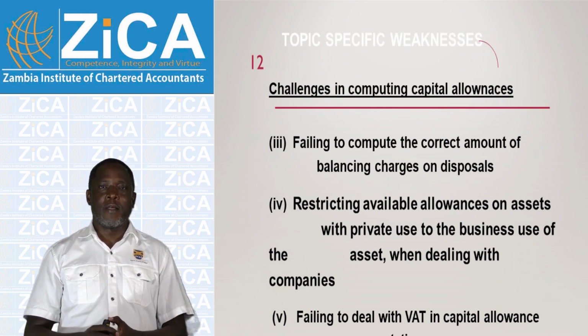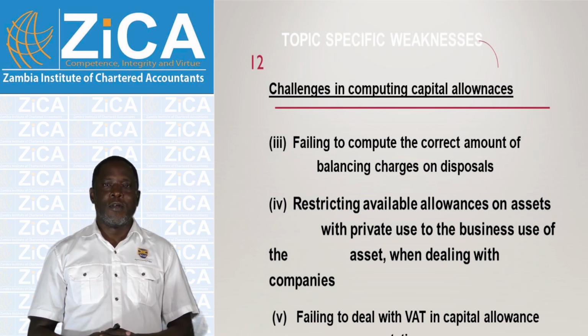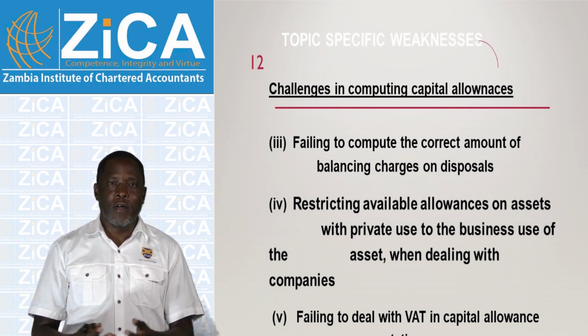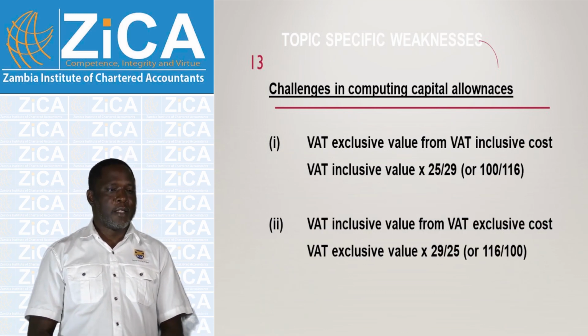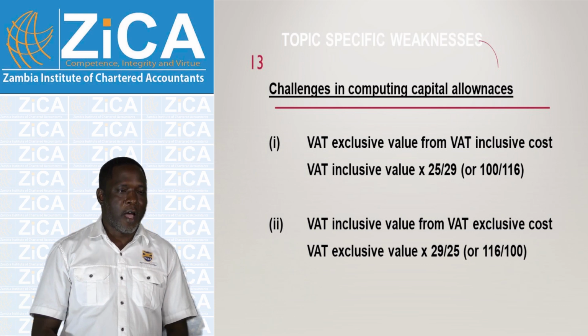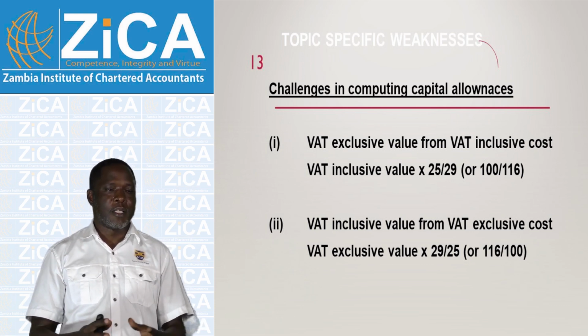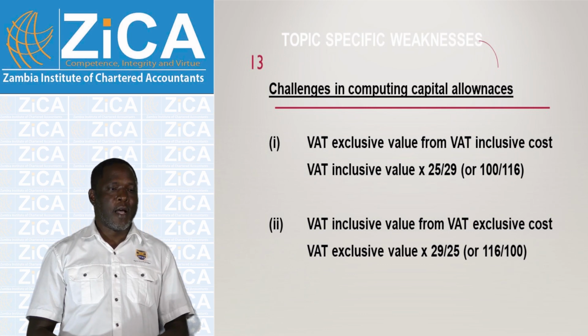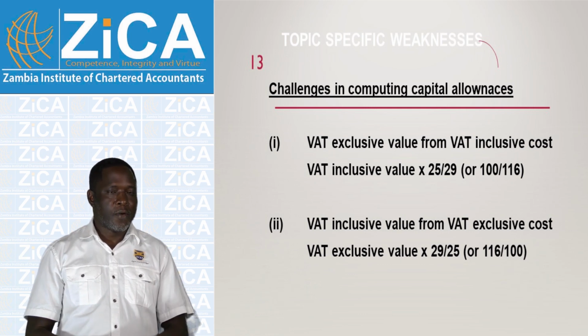Now, the quickest way of calculating the VAT inclusive value of an asset where you have been given a VAT exclusive value is by simply getting the VAT exclusive value and multiplying that by the fraction 29 over 25, which is the same as 116 over 100.